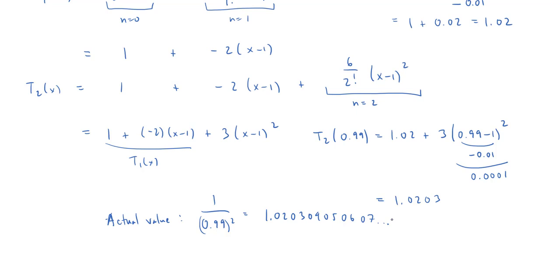Okay, so that's how we can both compute some Taylor polynomials and use them to approximate the original function.